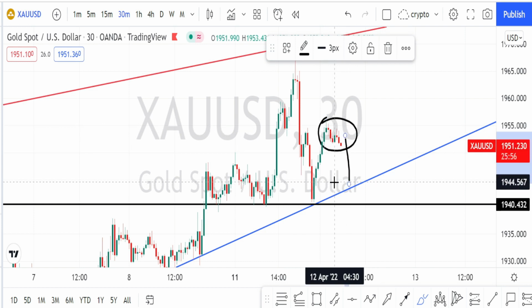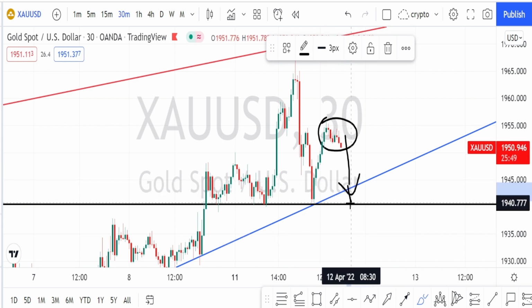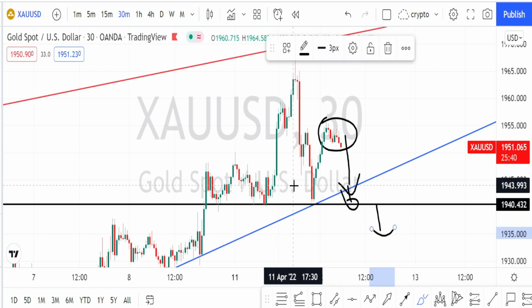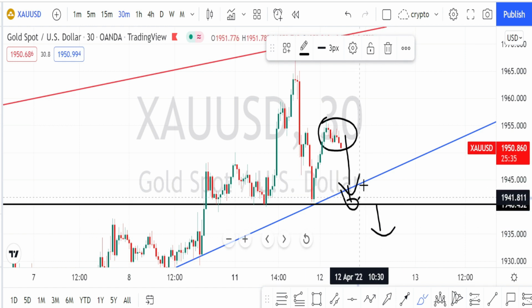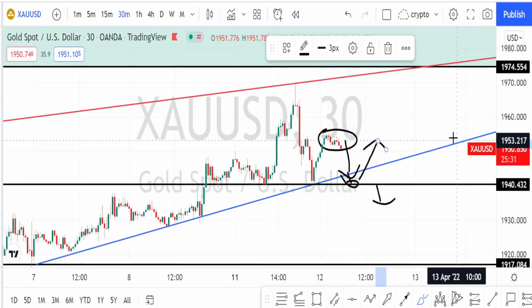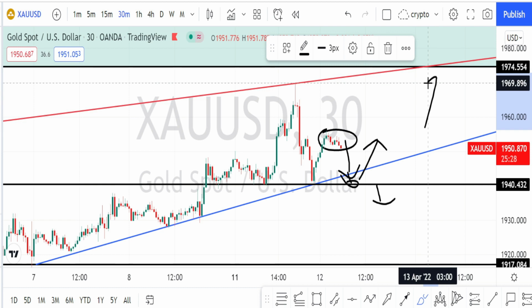I am expecting it to take support on this hourly time frame trend line or the support line. If it breaks this trend line, next level of support is going to be the 30 minutes time frame support line, and it has to break it to fall further on the bearish side. If it doesn't break these levels, we can expect a bounce back on the bullish side, because we still have some more gap to fill on the bullish side. This will be the higher time frame resistance level, which is going to be around 1975.